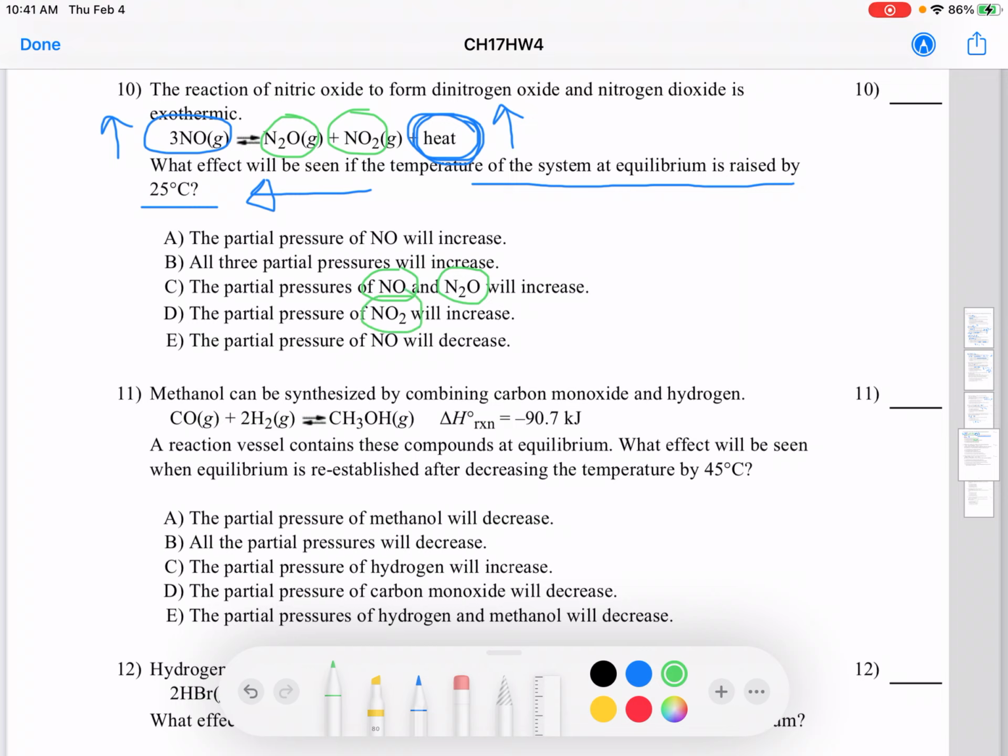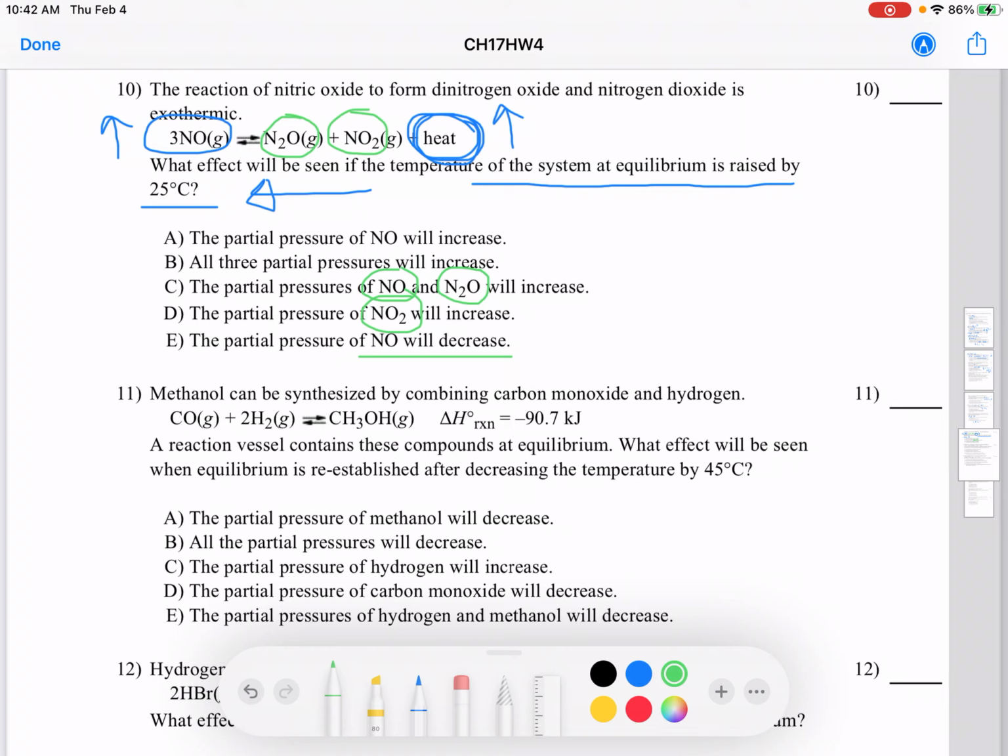Partial pressure of NO2 will increase. That's also not true, because since the reaction is going in the reverse direction, NO2 should decrease. Partial pressure of NO will decrease. So this is the product. The NO is not decreasing, it's going to increase. Okay, that's how you approach these problems.